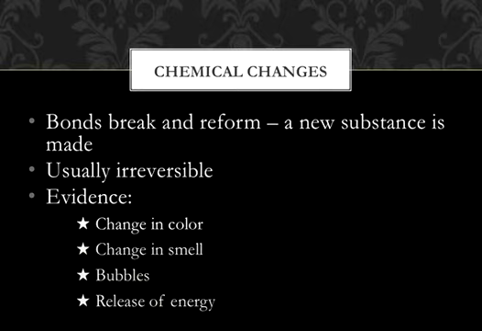In a chemical change, the bonds are broken and reformed so a new substance is made. A chemical change is just another word for a chemical reaction. These are usually irreversible. When you're looking at something to decide if it was a chemical change, there are a couple things that you can see that usually indicate chemical change.